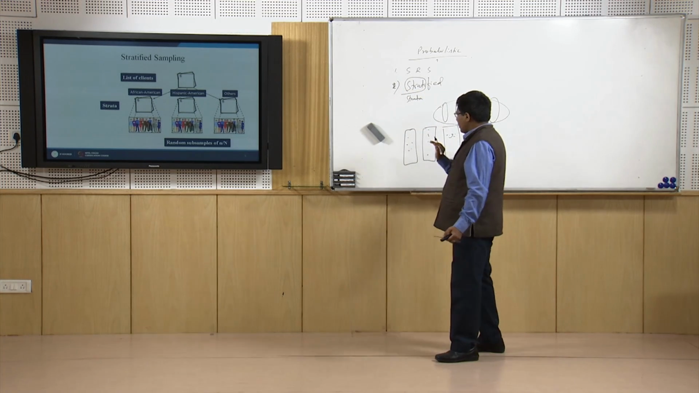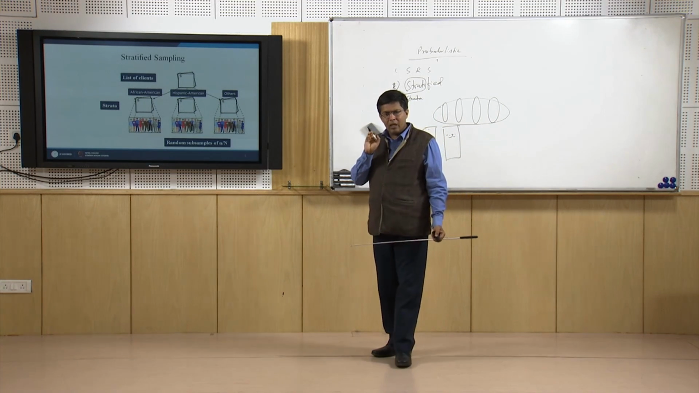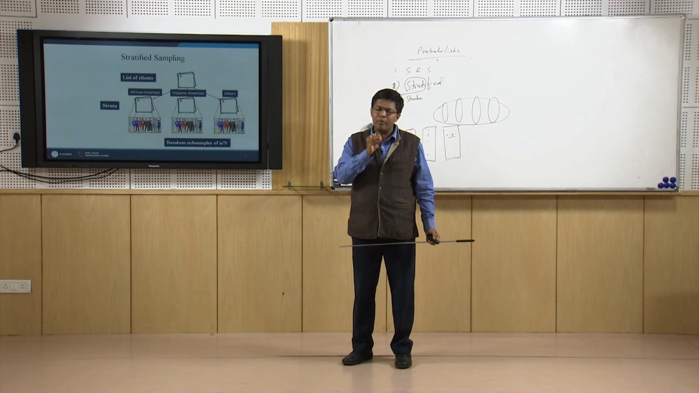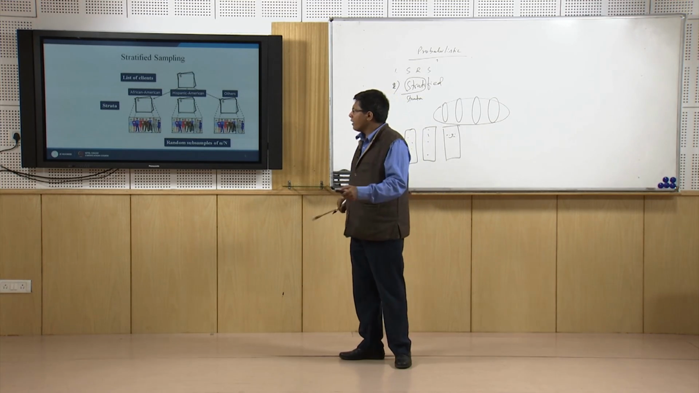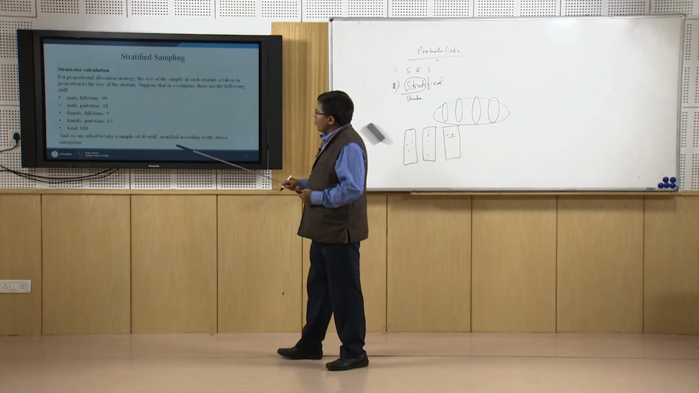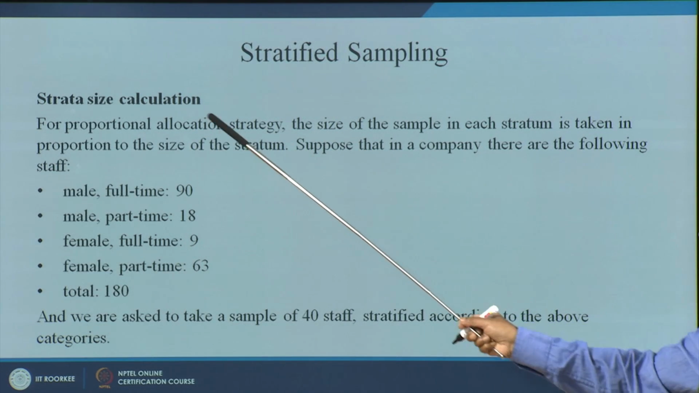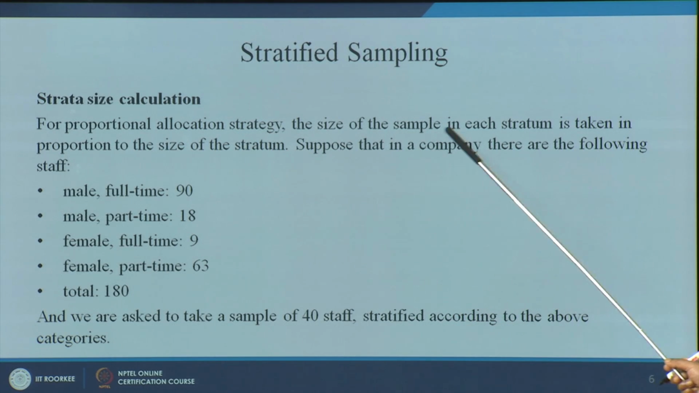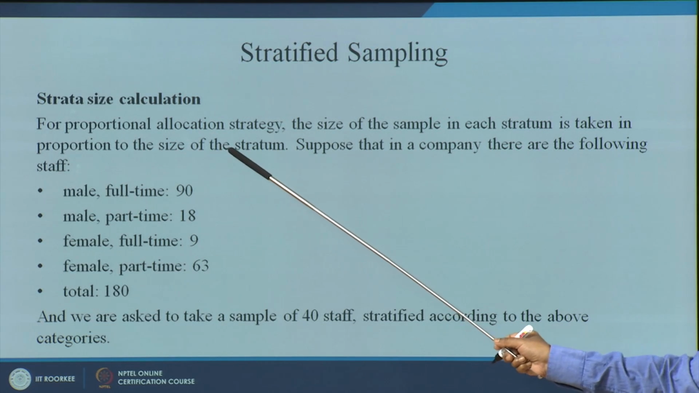So, you have divided the population into several clear-cut strata, and these strata are represented; there is at least some representation, it cannot be 0, which is a very important thing. For example, this is the case of a proportional allocation strategy for proportional stratified sampling. The size of the sample in each stratum is taken in proportion to the size of the stratum.